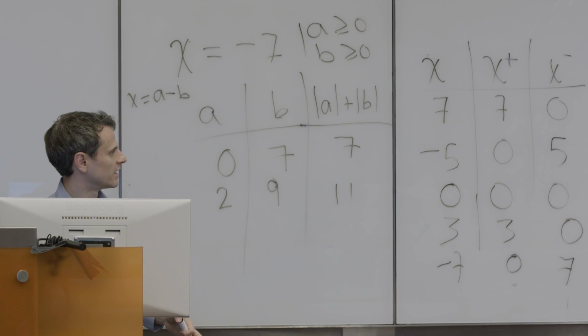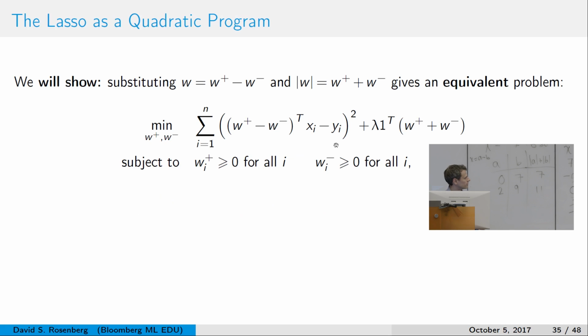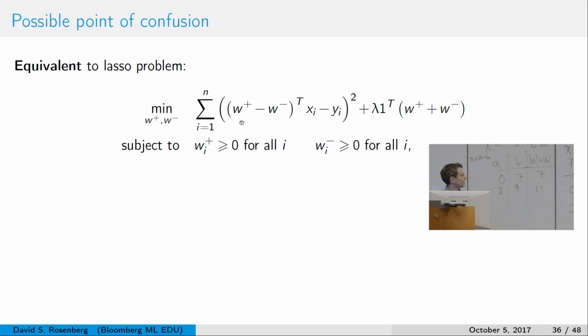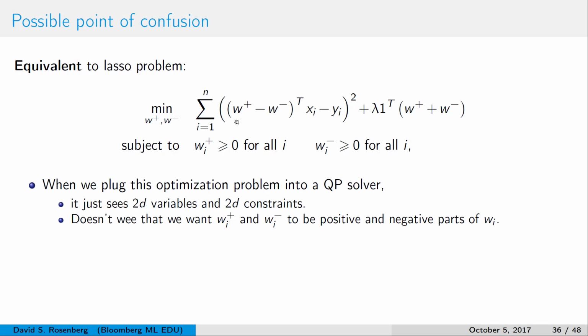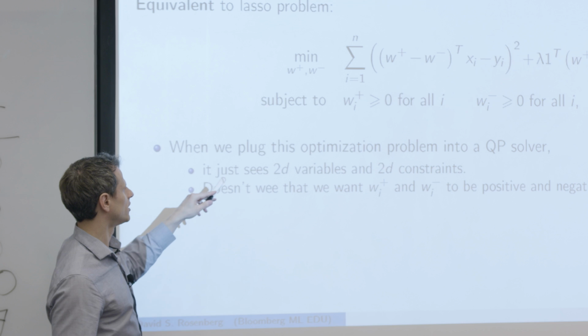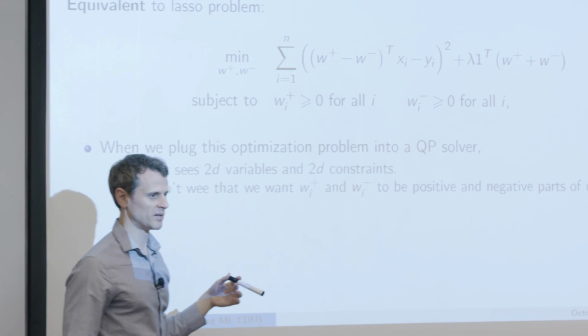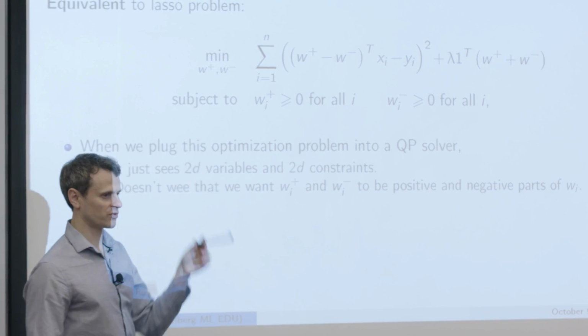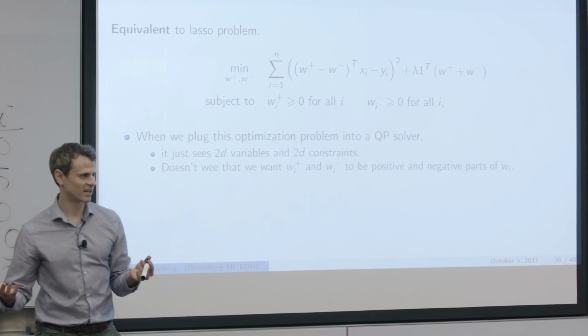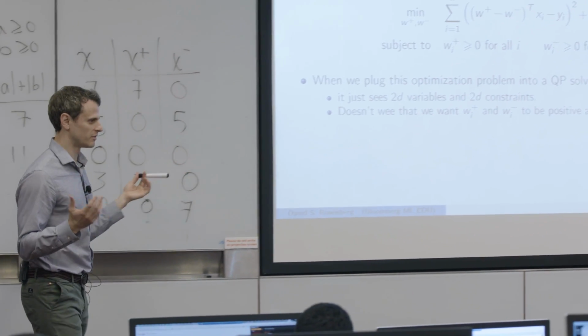All right, so we have our positive and negative parts. The claim is that this is equivalent, but it may or may not be obvious. Let's break it down into some steps. There's one point of confusion that you might have that I wanted to get to right away. If we take this quadratic program and plug it into a QP solver, it just sees 2D variables it's optimizing over. It has no idea that we've written W plus for some of them and W minus for others. So it doesn't know that we want W plus and W minus to be positive and negative parts. So this somehow has to work in some general sense.